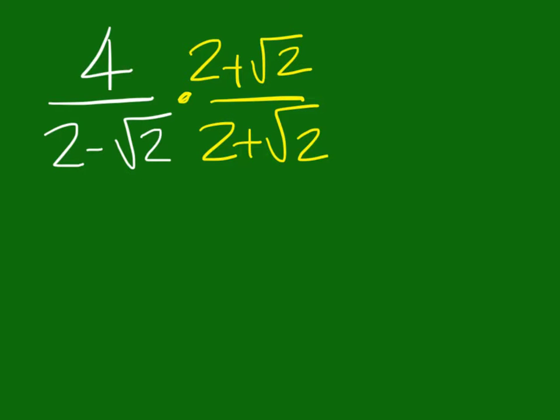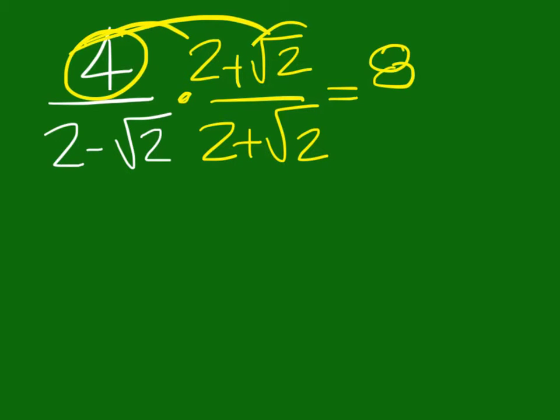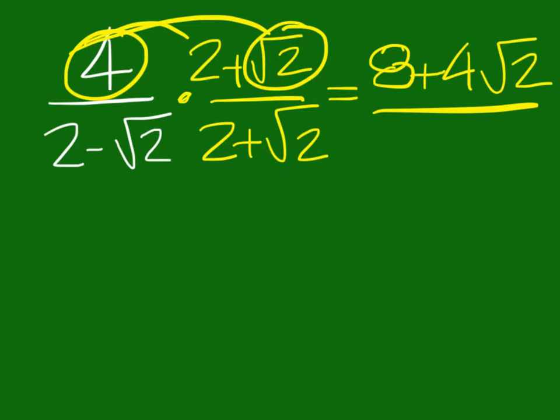Whatever it is on the bottom, you're going to multiply the top and the bottom by that, but you must change the sign. We are multiplying the top and the bottom by the same thing, so therefore we're not changing the value. This fraction here is simply 1, but we're just simplifying. On the top, you distribute the 4. 4 times 2 is 8. And 4 times the square root of 2 is 4 square root of 2.